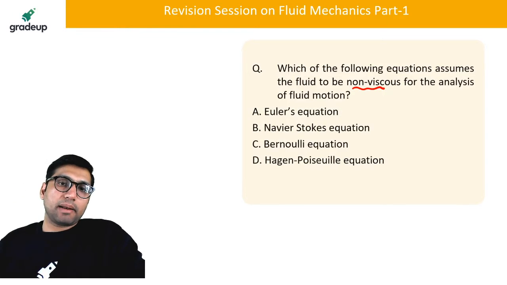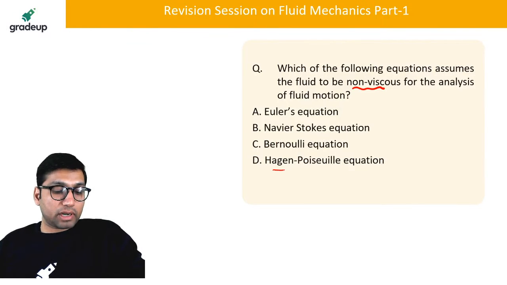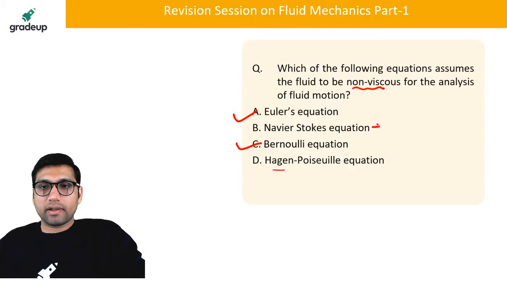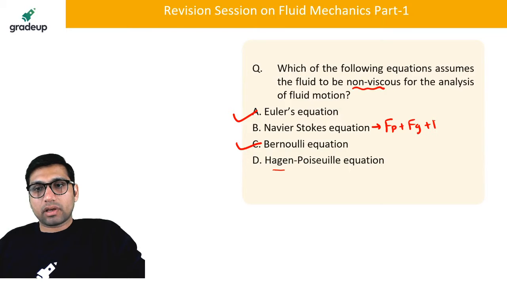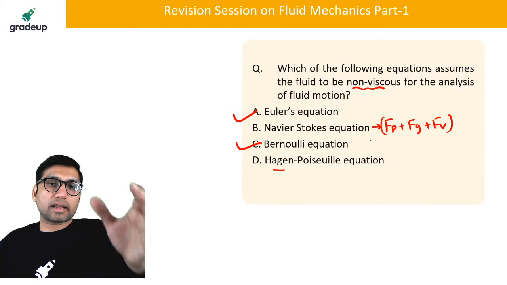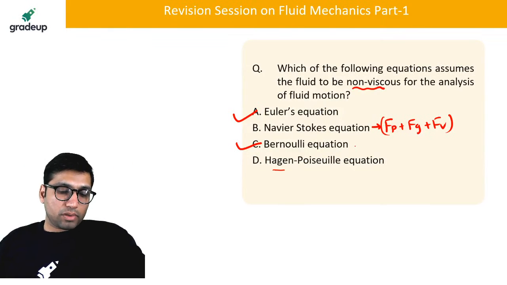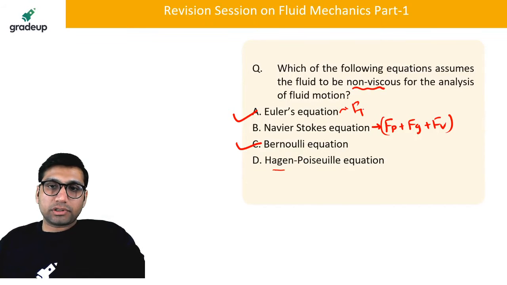Yes. Is Hagen-Poiseuille equation for laminar flow or only for turbulent flow? See, A and C are 100% correct. Navier-Stokes equation contains the pressure force, gravity force, and viscous force. All these three forces are considered in the Navier-Stokes equation. So obviously that cannot be the answer. Euler equation considers only pressure force and gravity force. It does not consider the viscous force. Bernoulli equation has been derived from the Euler equation. So A and C are 100% correct.